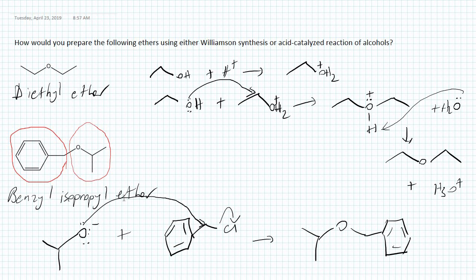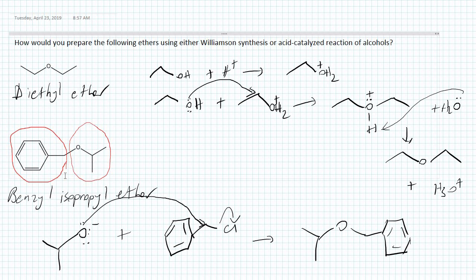So in this question we proposed two methods to synthesize ethers. The first one was a symmetric ether. Symmetric ethers can be synthesized via acid-catalyzed reaction of alcohols. Alcohol will be protonated first by acid, then alcohol is going to act as the nucleophile, and protonated alcohol will act as a substrate. Then we will have an SN2 reaction.